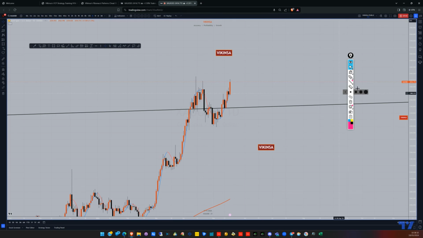So if you notice, we have several complex W patterns in there. One of them is like this, the other one is like this.